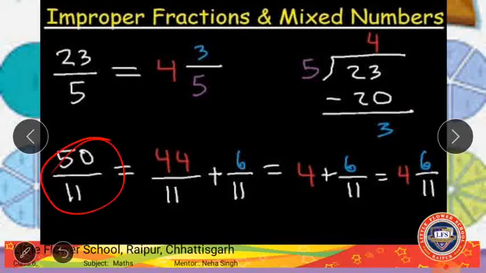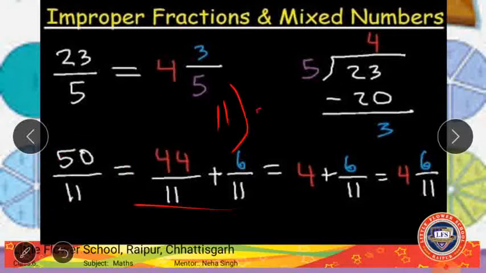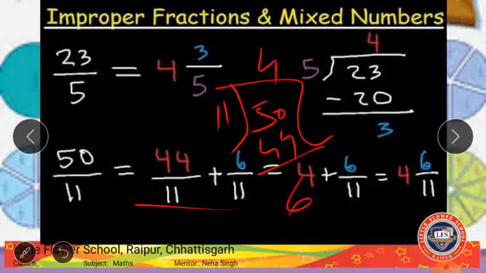Similarly 50 by 11, right? We will divide this 50 by 11. Either we can do it through this method also. It is split into the multiples of 11. This method will go lengthy. We can directly divide also. 50 divided by 11, 11 4s are 44, remainder is 6. So our answer will be 4 6 by 11. Okay, so this is the method to convert improper fractions into mixed fraction, right?